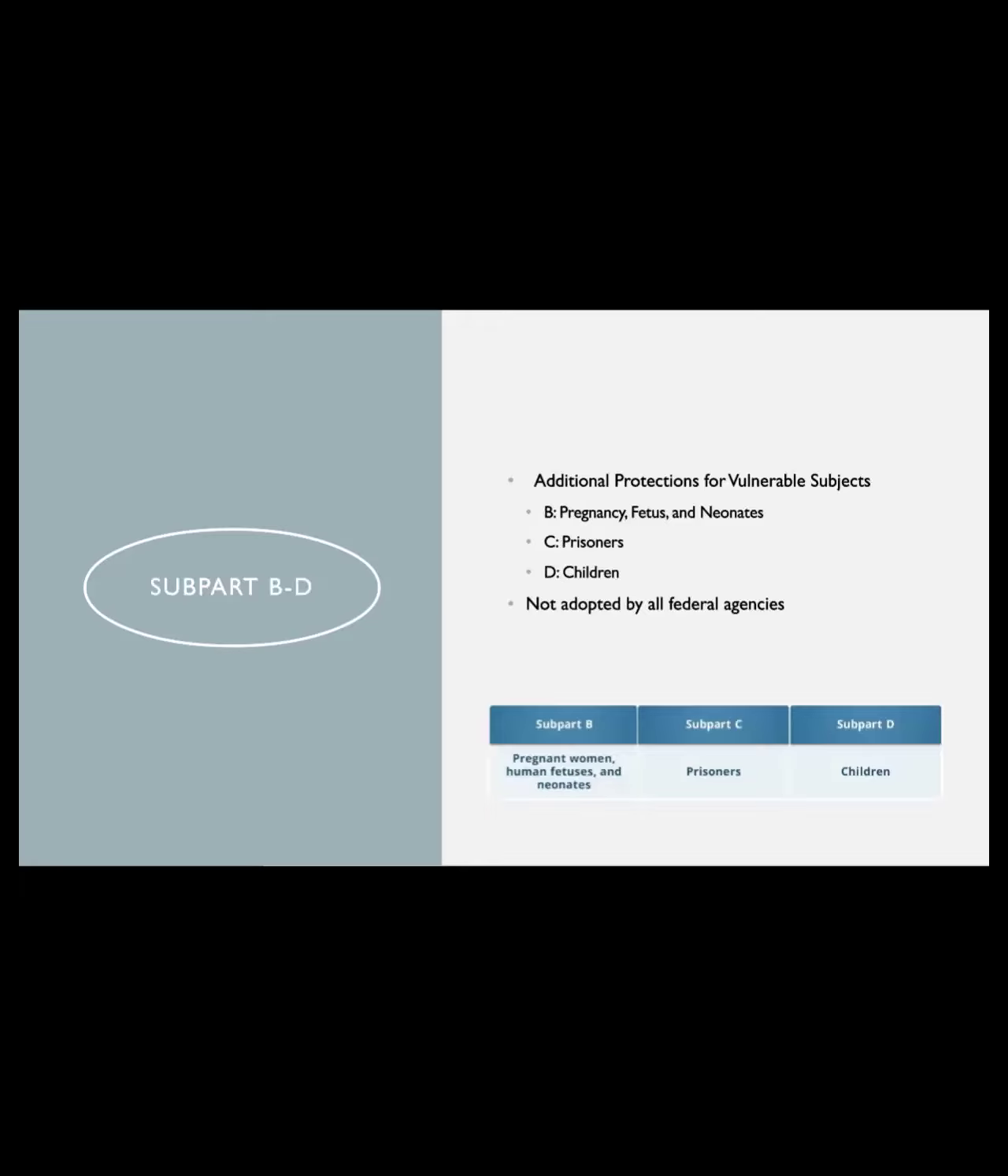There were additional updates made in 2018 to provide greater protections for vulnerable populations involved in research. These protections were outlined in several subparts. Subpart B provides additional safeguards for pregnant women, fetuses, and neonates. Subpart C addresses protections for prisoners, and Subpart D focuses on protections for children.